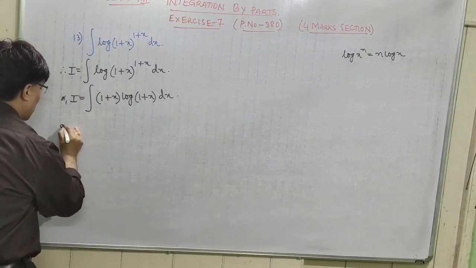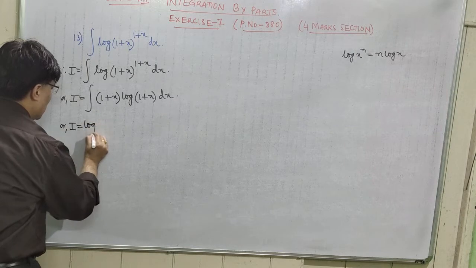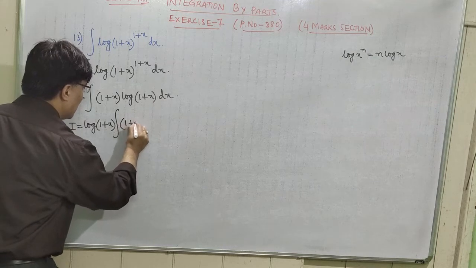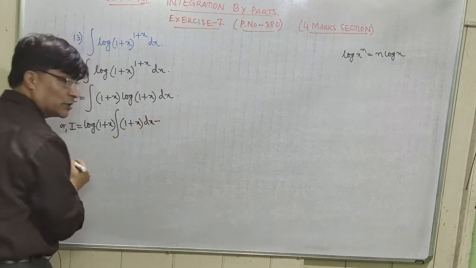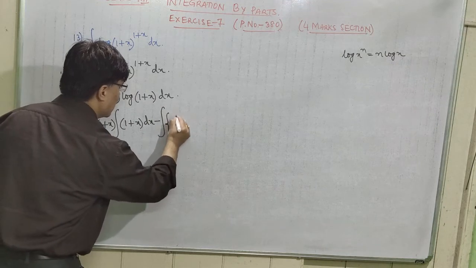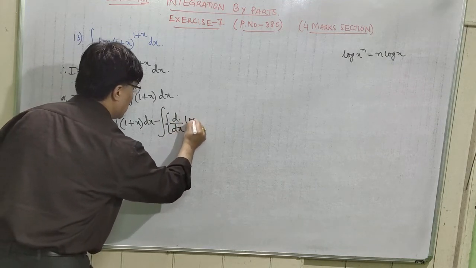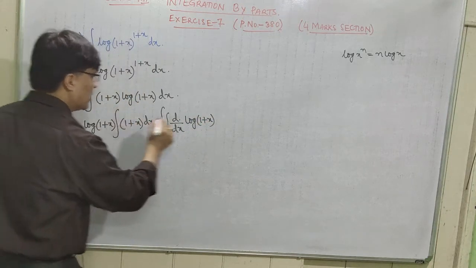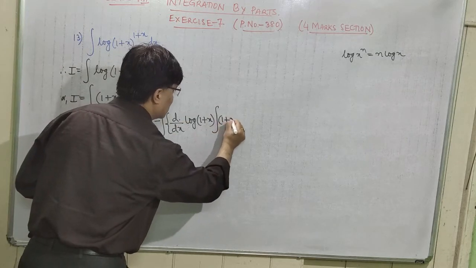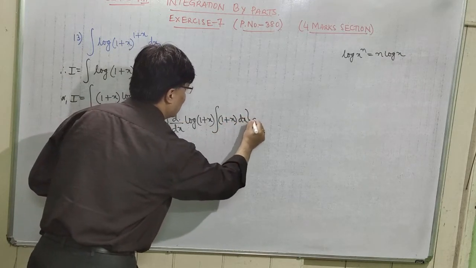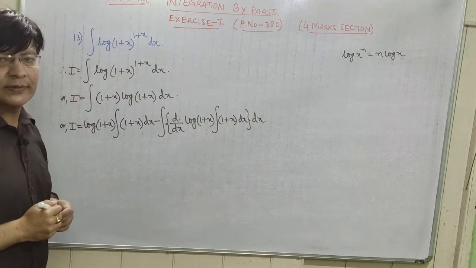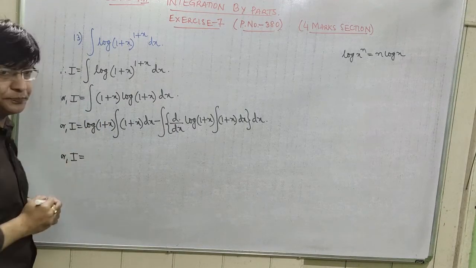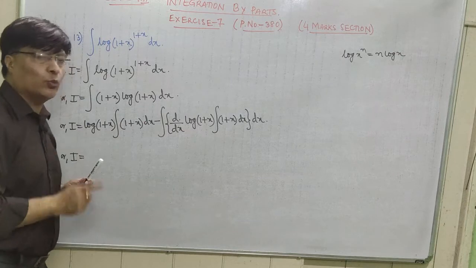This is the first function, or I is equal to log of 1 plus x. It is taken outside, integral sign 1 plus x dx, then comes minus integration of second bracket, dy dx of differentiation, that is differentiation of log of 1 plus x with respect to x, then integration of the second function, that is 1 plus x dx, second bracket closed, dx. Understood?